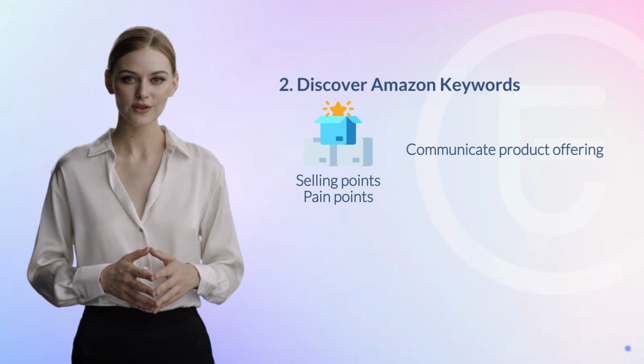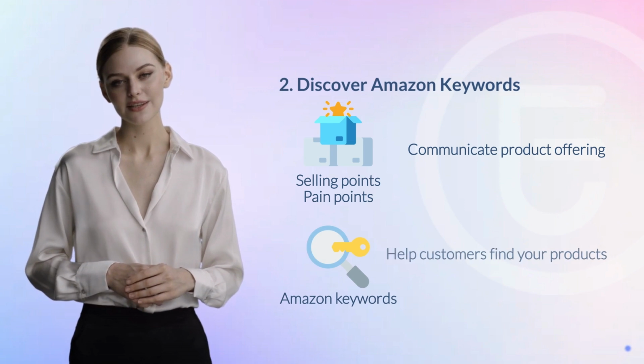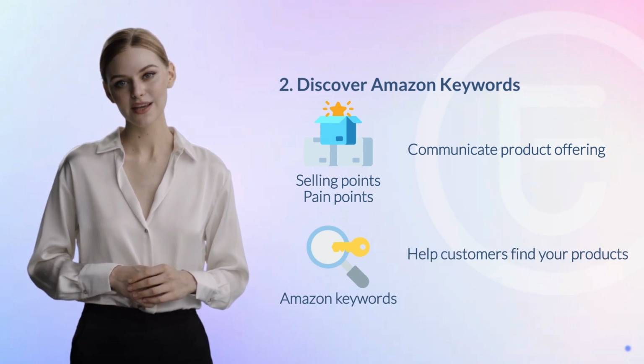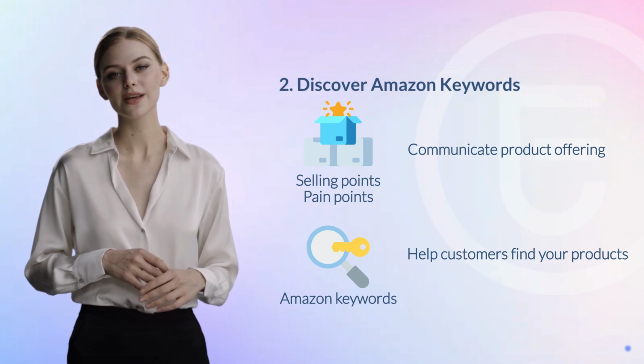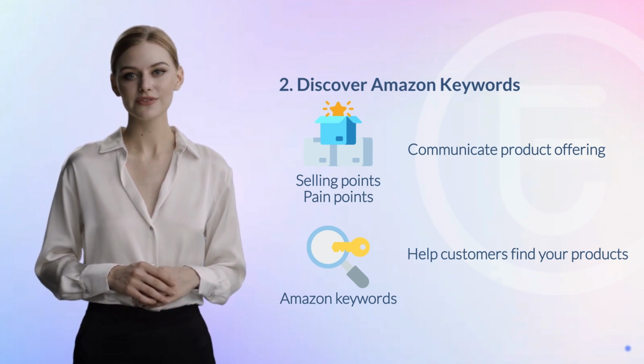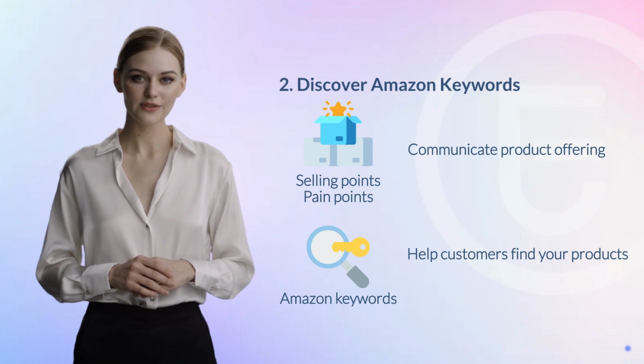While understanding your product's selling points and pain points helps you communicate what your product offers, discovering the right keywords ensures that customers can actually find your product. These two elements are closely connected, and terms relevant to your selling points or pain points can also be used as Amazon keywords.